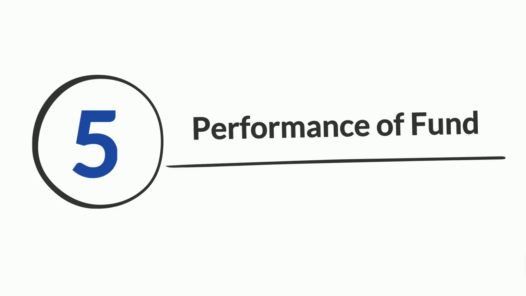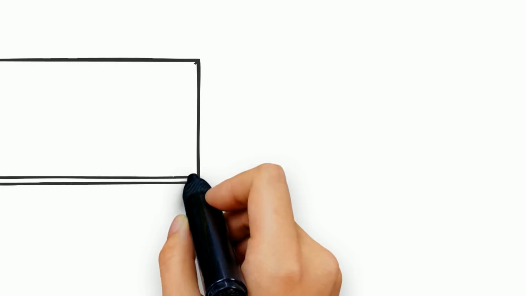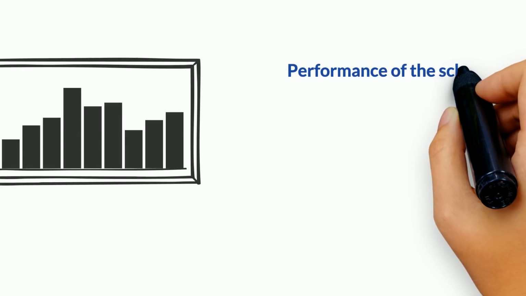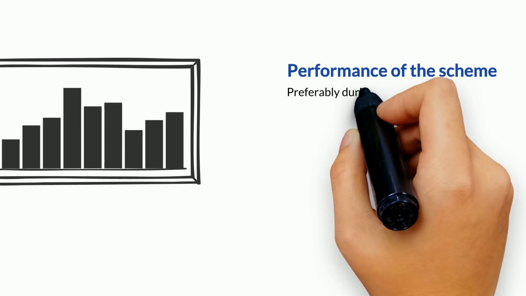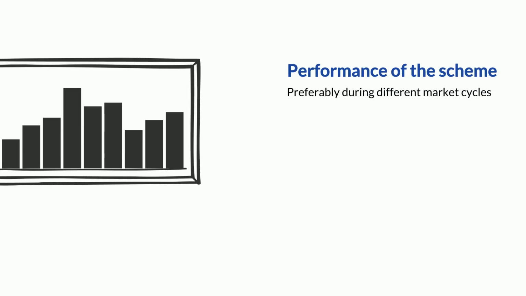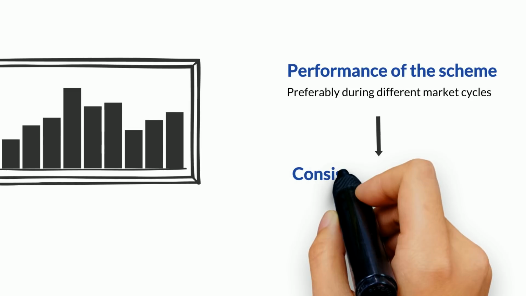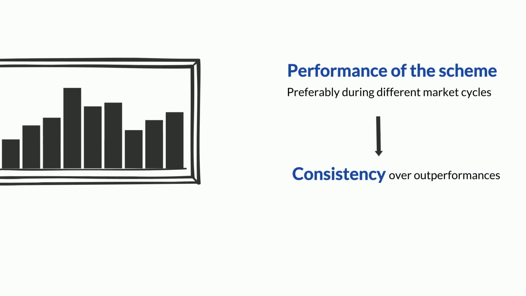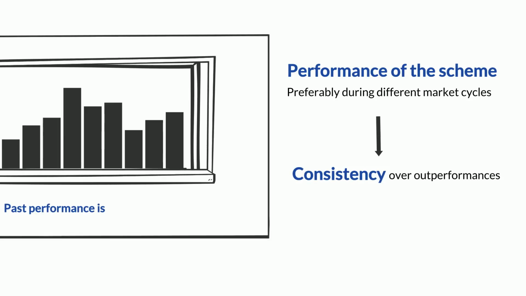Lastly, how has the fund performed? It is time to get into specifics. Take a look at how the scheme has performed over a long period, preferably during different market cycles. Always look for consistency over outperformance during different phases in the market. Past performance is not a window to the future, but it is still the best available indicator.